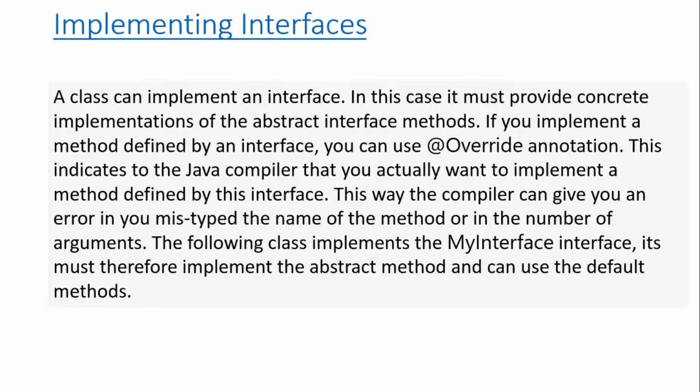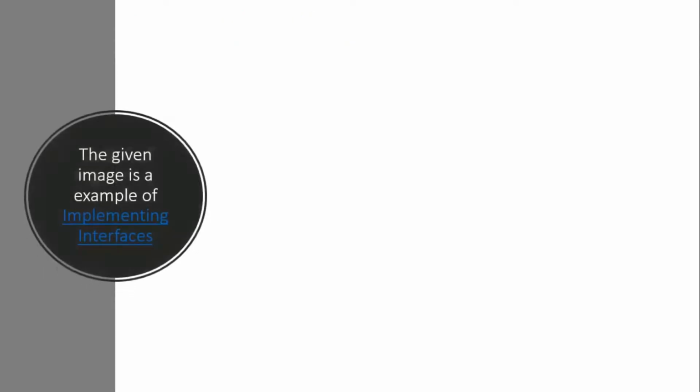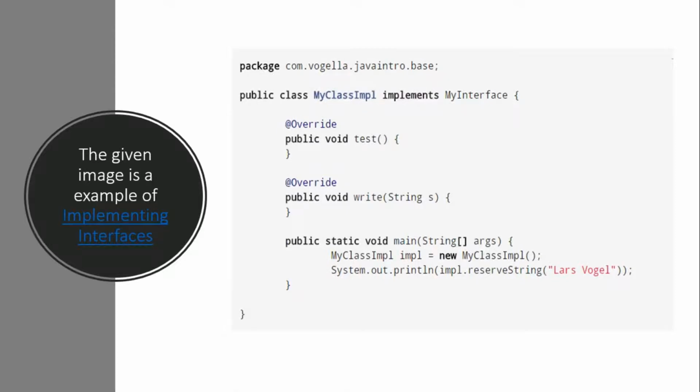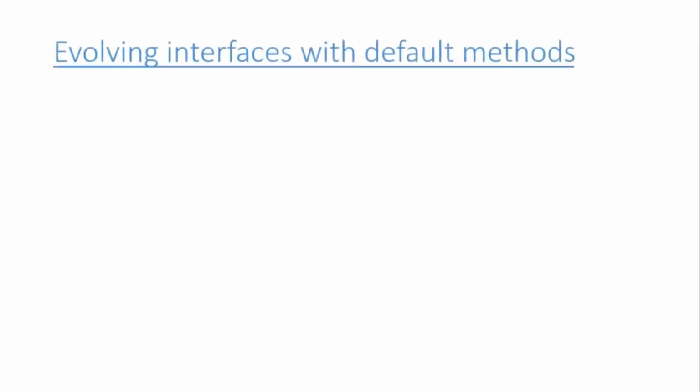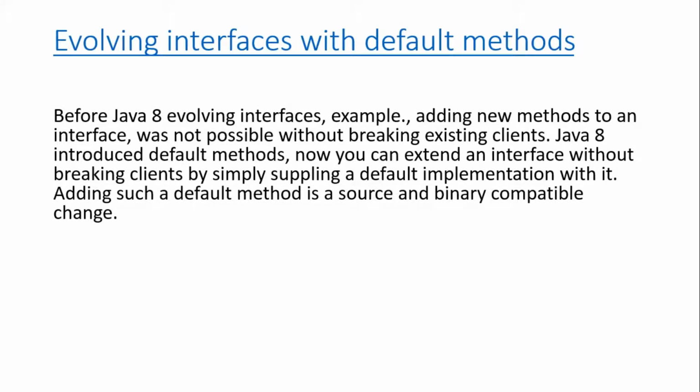This way the compiler can give you an error if you mistyped the name of the method or the number of arguments. The following class implements the MyInterface interface. It must therefore implement the abstract method and can use the default methods. The given image is an example of implementing interfaces. Evolving interfaces with default methods.